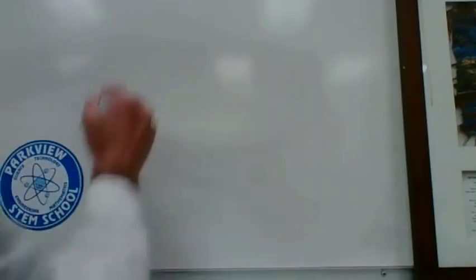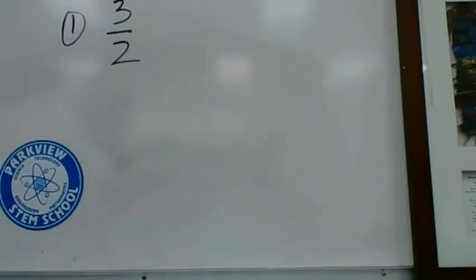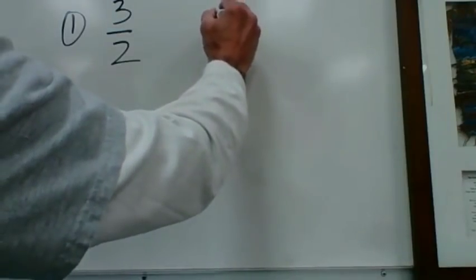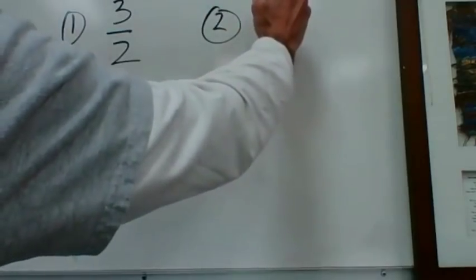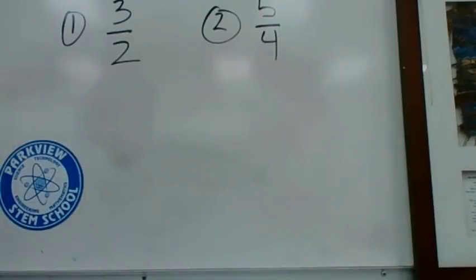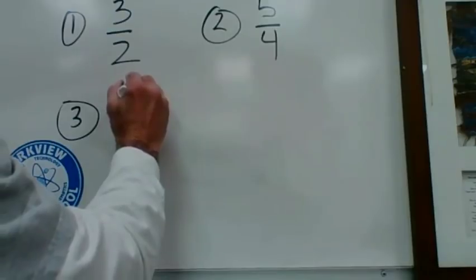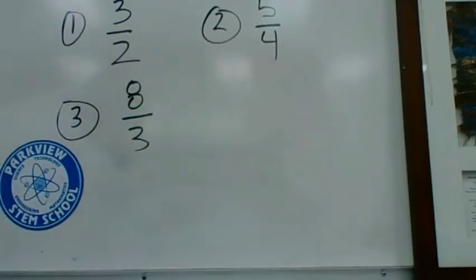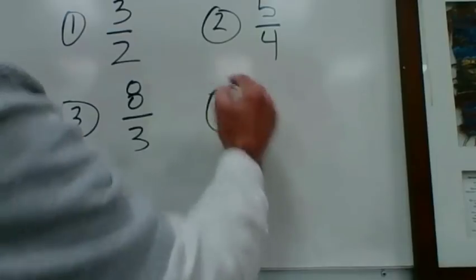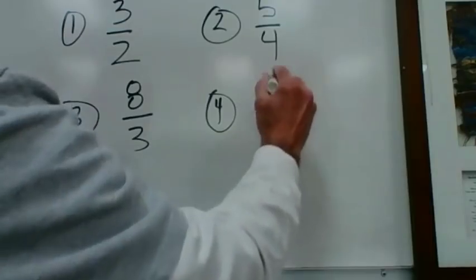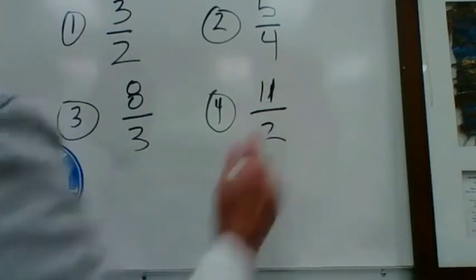So here's your task. You are going to convert that to a mixed number. That to a mixed number. This to a mixed number. Right? And let's go. Oops. That to a mixed number.